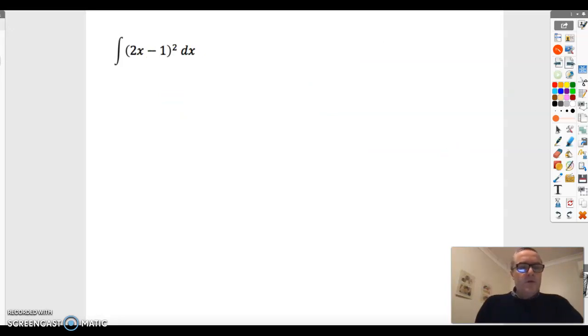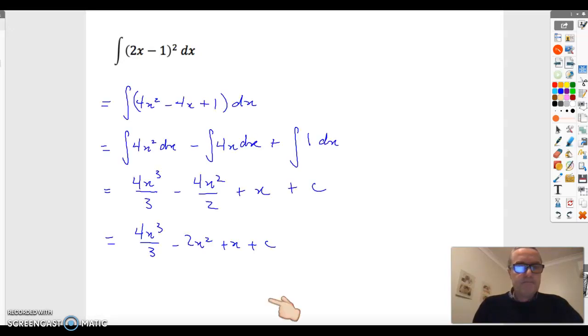Here we've got the integral of a squared factor. So we've got 2x minus 1 squared. I'm actually going to look at this problem twice. Here's our first solution, and you can see that I have expanded that because it's fairly easy to expand. It gives us this trinomial where we've got three separate terms, and when you've got separate terms that are separated by addition or subtraction, you can find integrals of those individual terms.